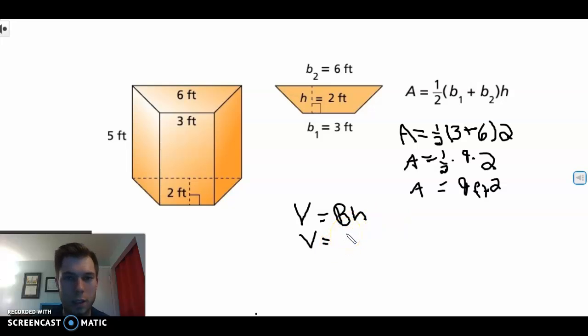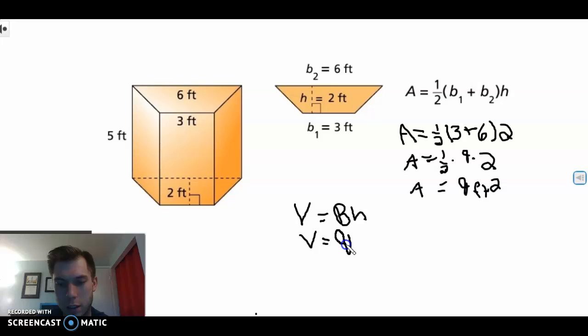I'd like you guys at this time to go ahead and see if you can figure out, using the area of the base and the height of the trapezoidal prism, what the volume is going to be. So I'm certain that you guys were able to figure this out.